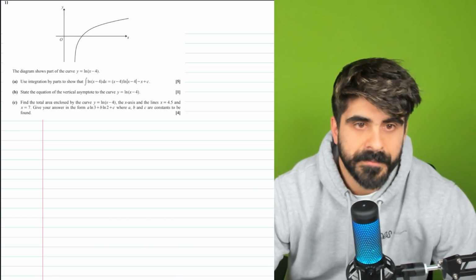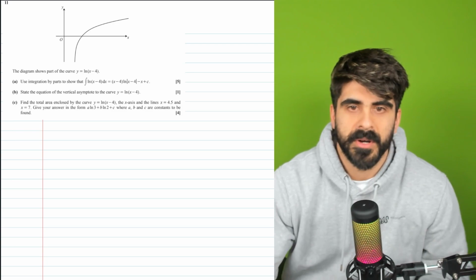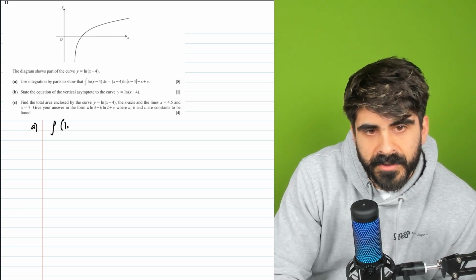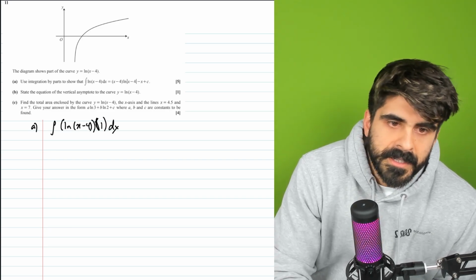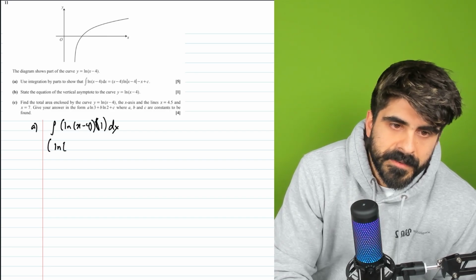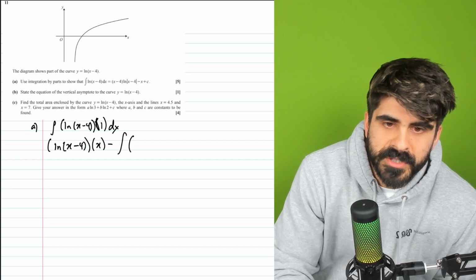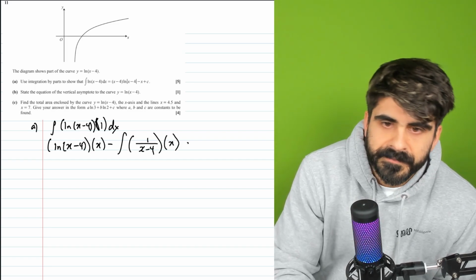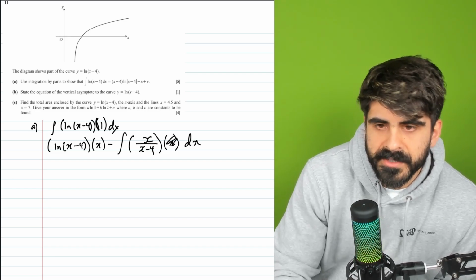The diagram shows part of the curve y equals ln(x minus 4). Use integration by parts. So we are integrating ln(x minus 4) times 1. Integrate, minus integral, differentiate. So you have to integrate this. For that, we're going to have to divide them.